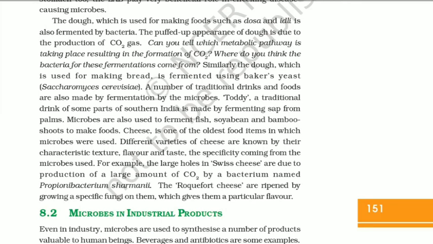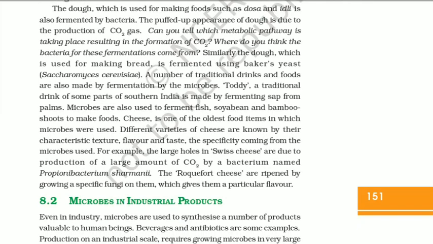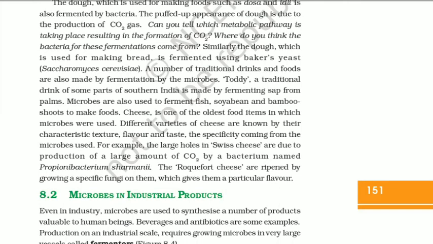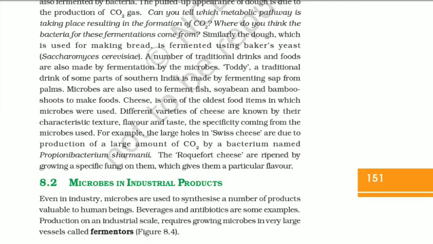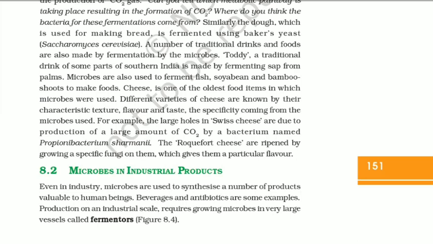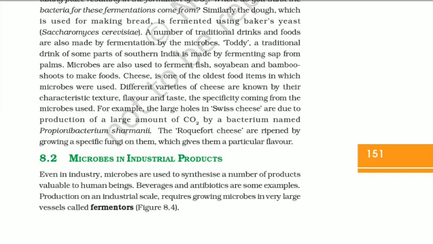The dough, which is used for making food such as dosa and idli, is also fermented by bacteria. The puffed up appearance of the dough is due to the production of carbon dioxide gas. Can you tell which metabolic pathway is taking place resulting in the formation of CO2? Where do you think the bacteria for this fermentation come from? Similarly, the dough which is used for making bread is fermented using baker's yeast, that is Saccharomyces cerevisiae.